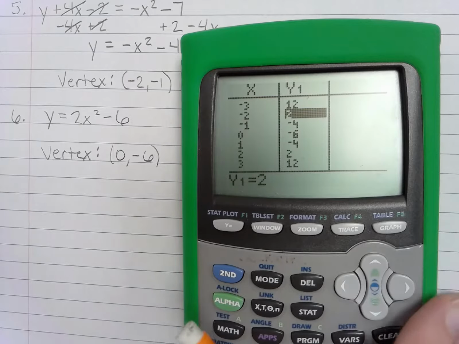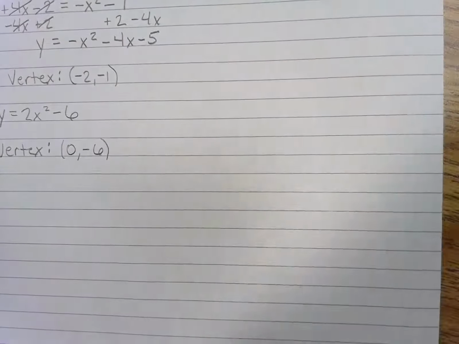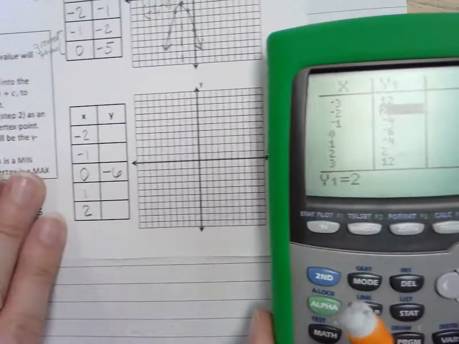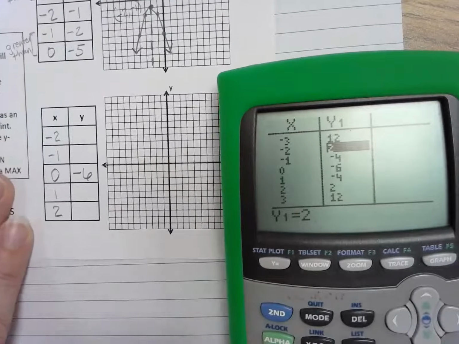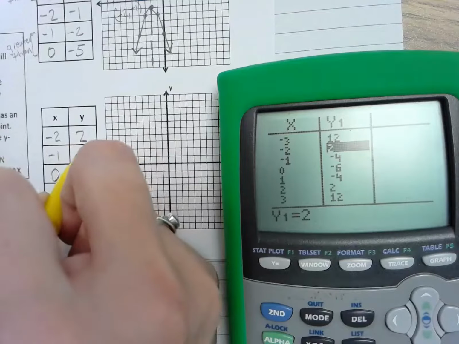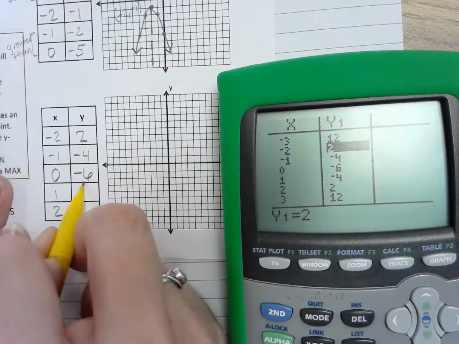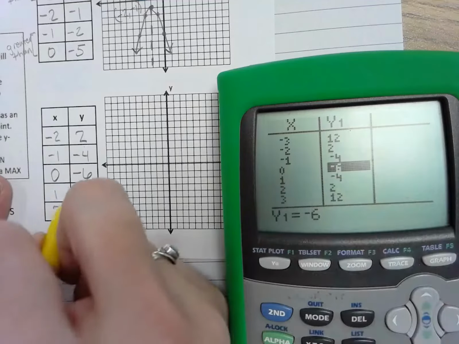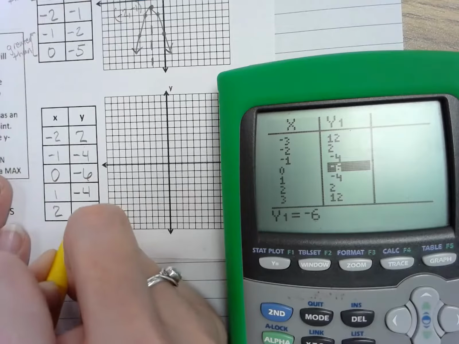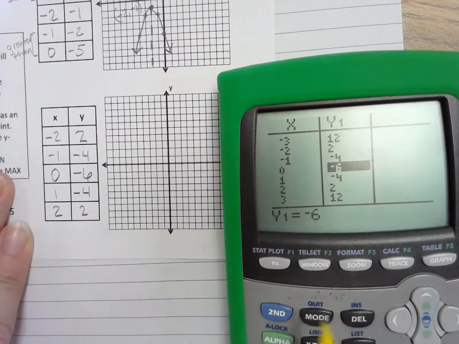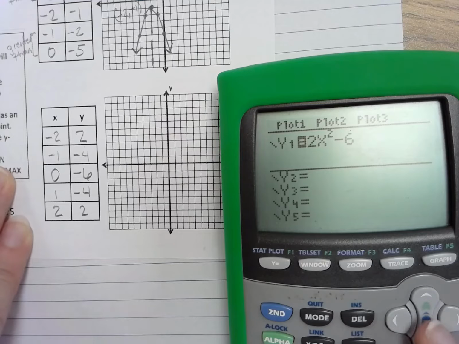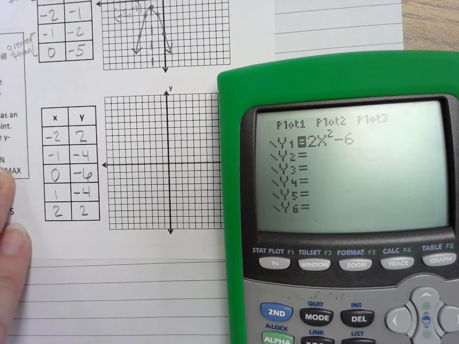So from -2 to 2, copy your y column. So we have a 2, -4, -6. This is always important that your vertex actually matches up. And then -4 and 2. If that vertex is not matching up, you've got some sort of mistake. It could be when you typed it in or in your vertex and axis of symmetry work. So go back and check your work.